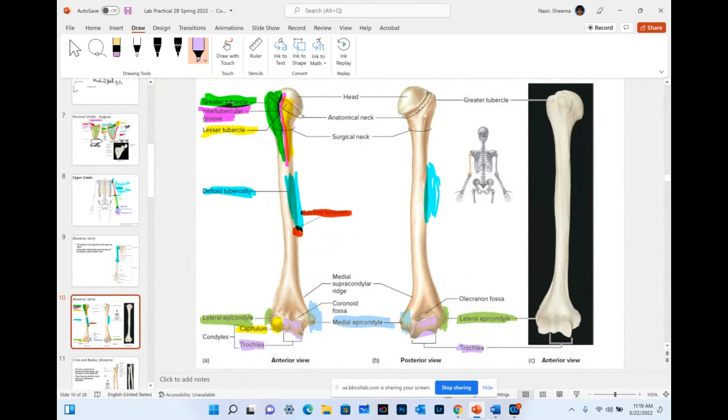Now you need to know anterior from posterior. How would you know anterior from posterior? Because lateral and medial is pretty easy. Head is going to be medial. Tubercles will be lateral. Do you understand? Because head is medial because it's going to make the joint.